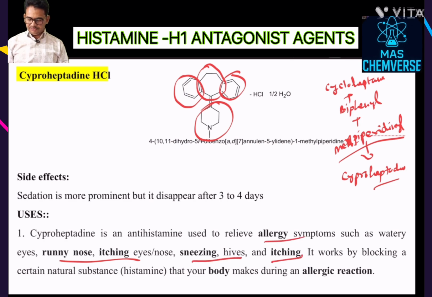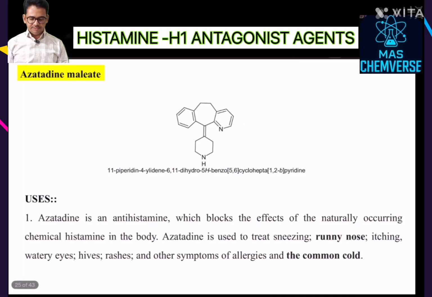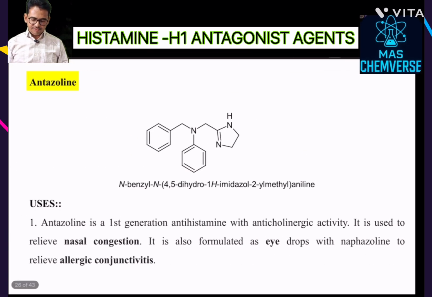Same, it is also useful in itching and various allergies. Along with the various allergic reactions, it is going to be treated by blocking the H1 receptors. And this one is the azatidine maleate. The difference is between this one, cyproheptadine, and this one. That's why it is called the azatidine. Aza means what? Nitrogen. How many nitrogens? 2 nitrogens are there in this case. This is also useful in the common cold and various types of itching.